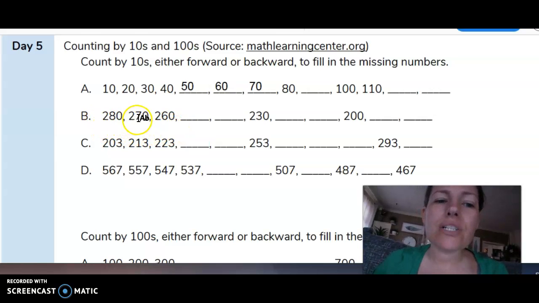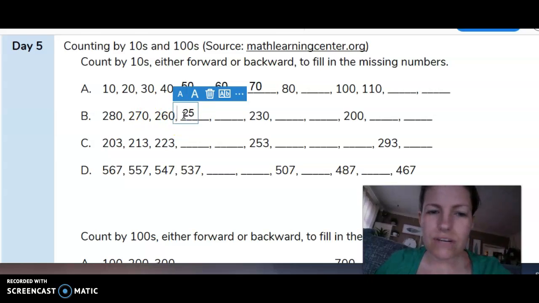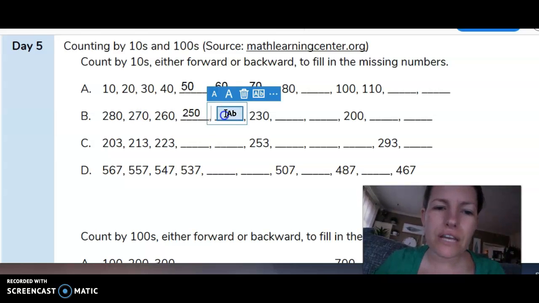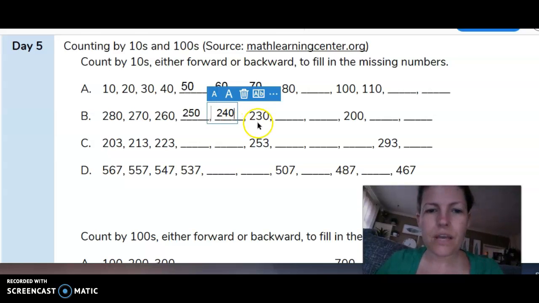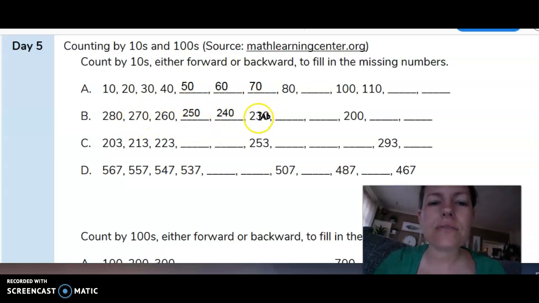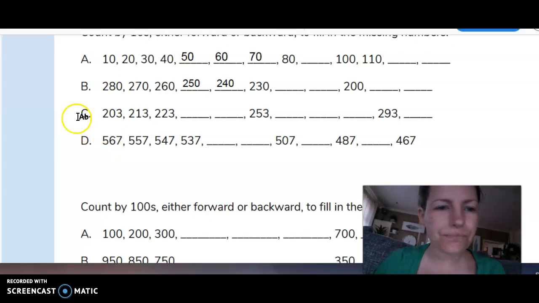280, 270, 260, 250, 240, 230. Okay, let's look at our tens place. 8 tens, 7 tens, 6 tens, 5 tens, 4 tens, 3 tens. Getting lower by 1 in the tens place every time. I want you to continue the pattern for part B.